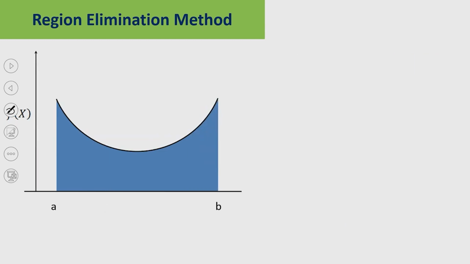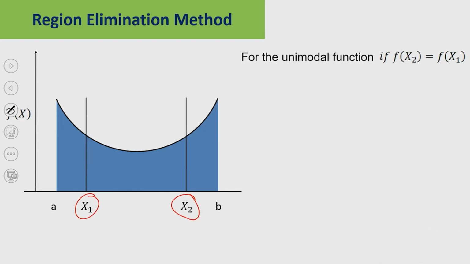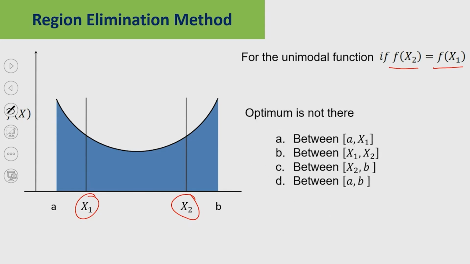Now, let us take the third question. For the same unimodal function, if I take another 2 points x1 and x2, in this case f(x2) is equal to f(x1). In that case, which one is true? Optima is not there between a and x1, x1 and x2, x2 and b, or a and b. The last is not correct.